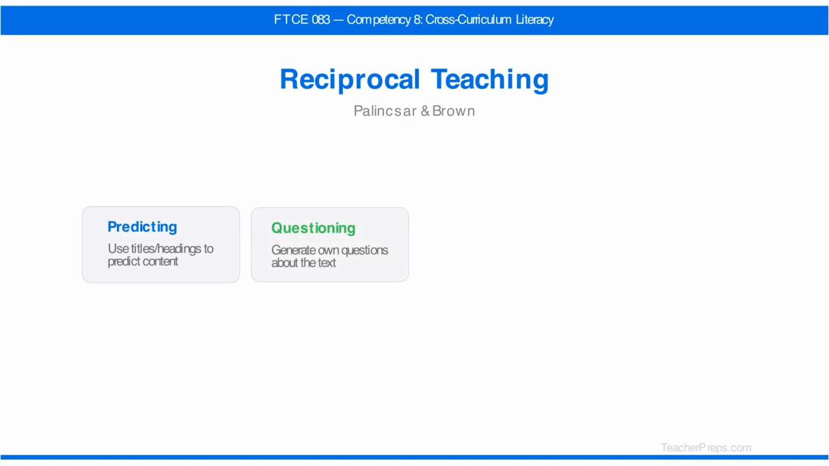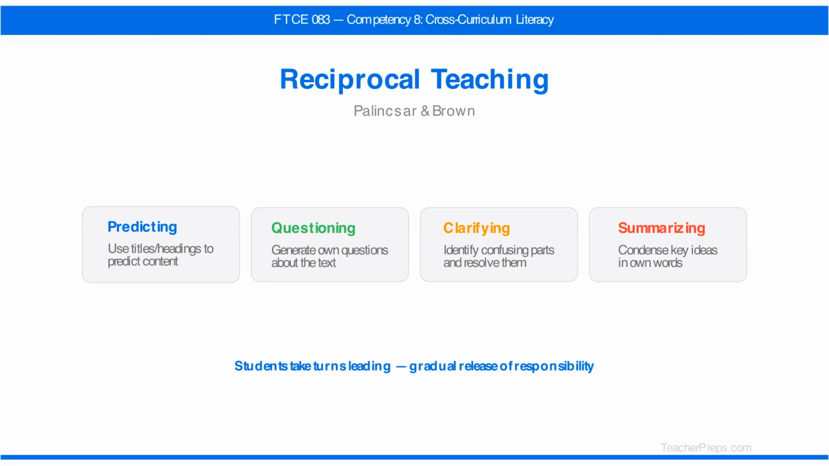Here's how each one works. Predicting. Before reading a section, students use titles, headings, and prior knowledge to predict what the text will be about. This activates background knowledge and sets a purpose for reading. Questioning. After reading a section, students generate their own questions about the text. This teaches them to think like a teacher. Instead of passively reading, they actively identify what's important.